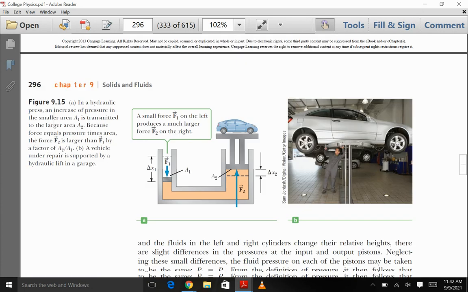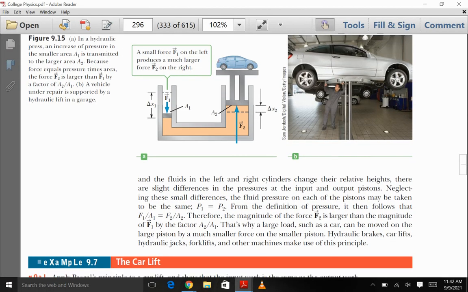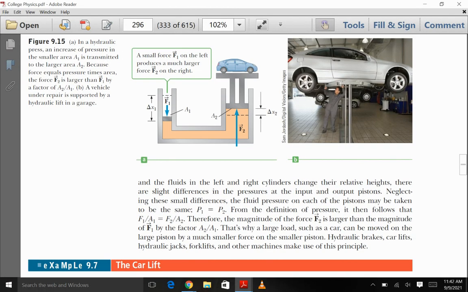So now the application where we use this, like I mentioned, is in hydraulic lifts, but also in hydraulic jacks. I'm sure you've seen how a small jack is able to lift the car and everything. But the point here is Pascal's principle. So what happens here is, you see on the left, a small force F1 is applied on the left and produces a much larger force on the right.